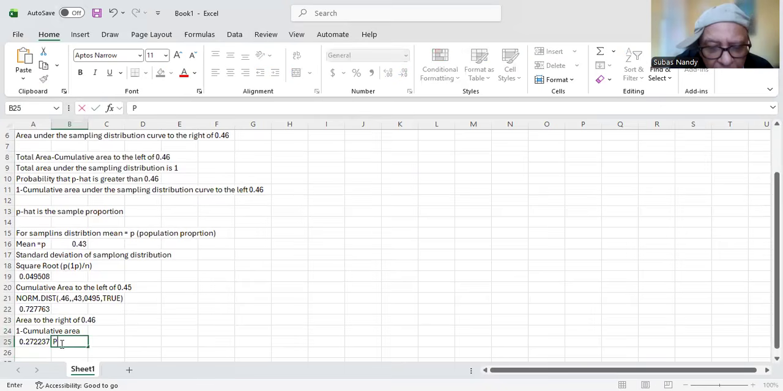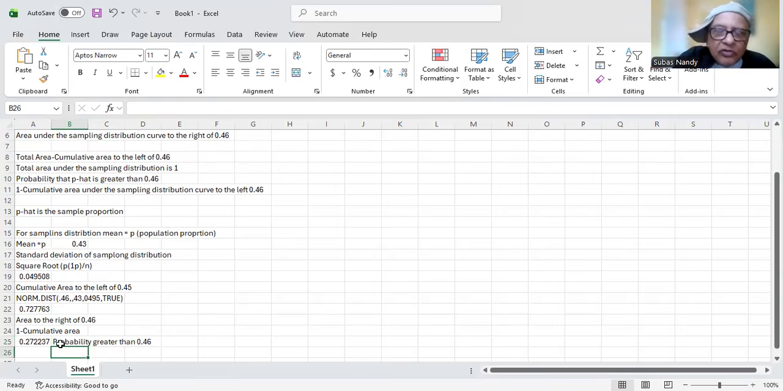This is the probability greater than 0.46. Okay, because cumulative is the area to the left, total area is 1, 1 minus area to the left is the area to the right, or the answer. Probability that proportion is greater than 0.46.